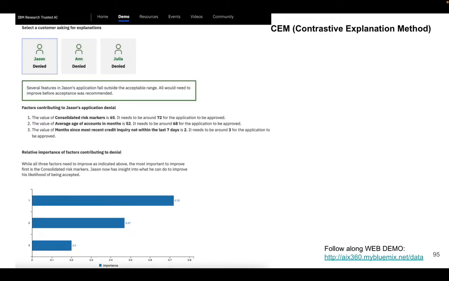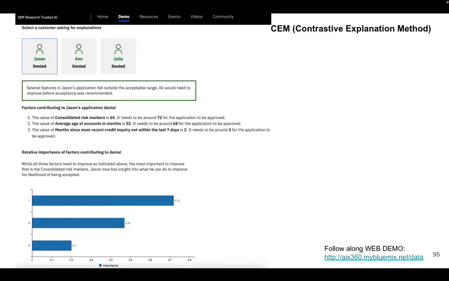So, for instance, we have three users we can choose: Jason denied, Anne denied, and Julia denied. Some features fall outside the acceptable range. Here, this method provides informal rules in natural language, so very easy to understand and universal for everyone. So it will say, okay, the value of the consolidated risk marker is 65, so it needs to be around 72 for the application to be approved. Also, the average duration of your account in our bank is not long enough, so we don't have enough evidence that you are a reliable person.